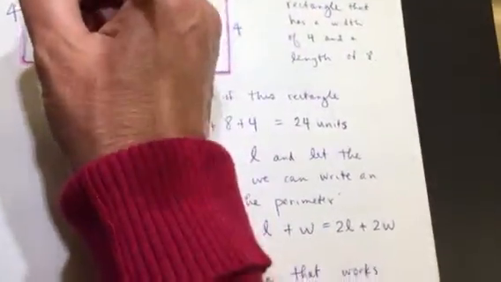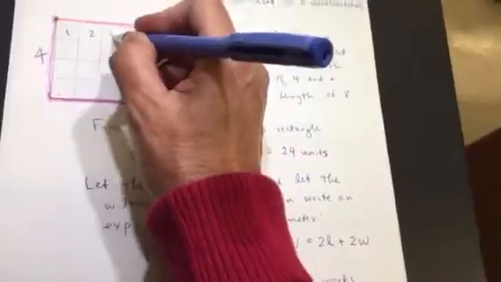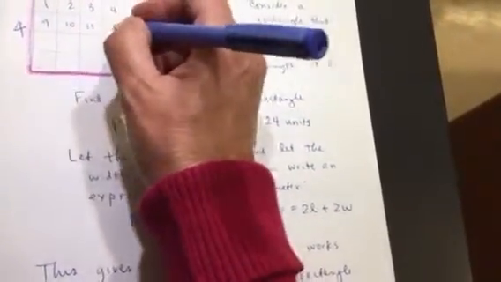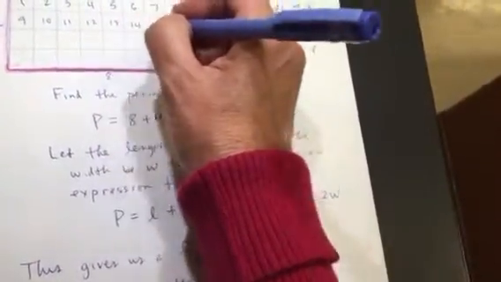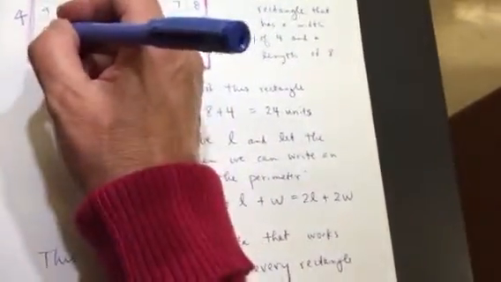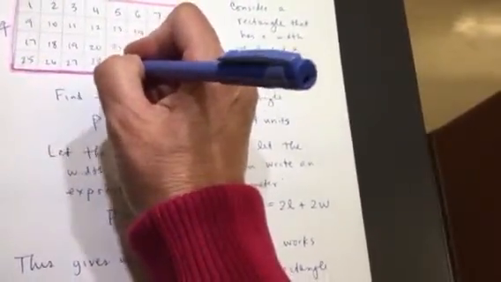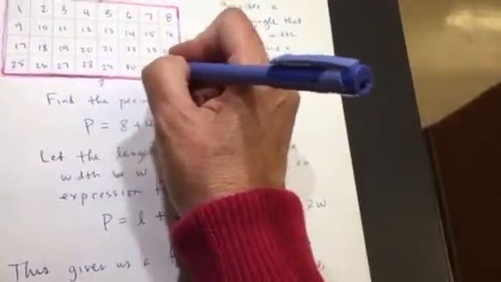You know, 1, 2, 3, 4, 5, 6, 7, 8, 9, 10, 11, 12, 13, 14, 15, 16, 17, 18, 19, 20, 21, 22, 23, 24, 25, 26, 27, 28, 29, 30, 31, 32. So I got 32 squares there.